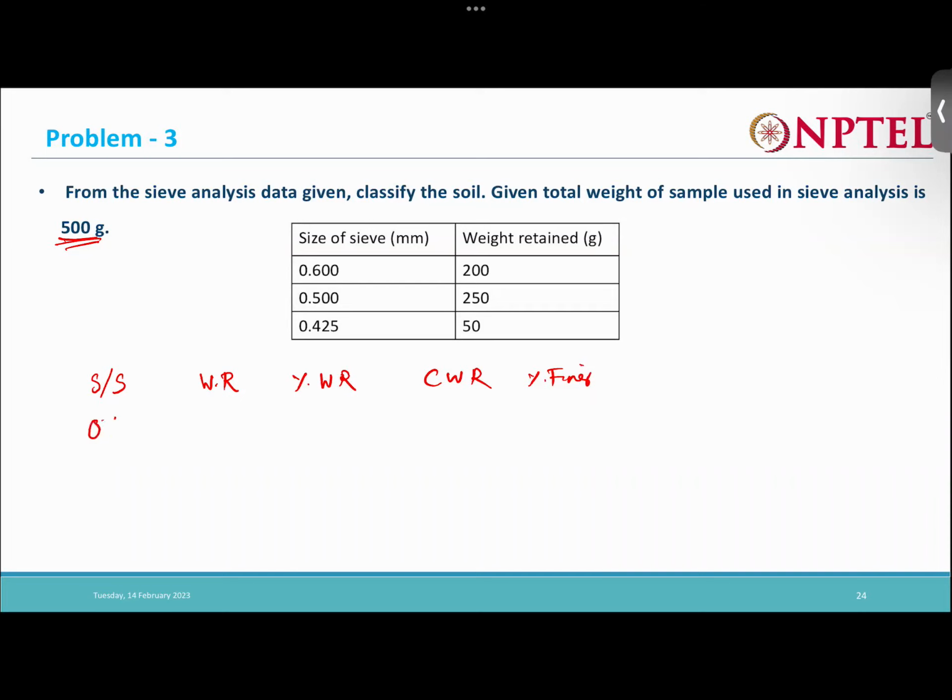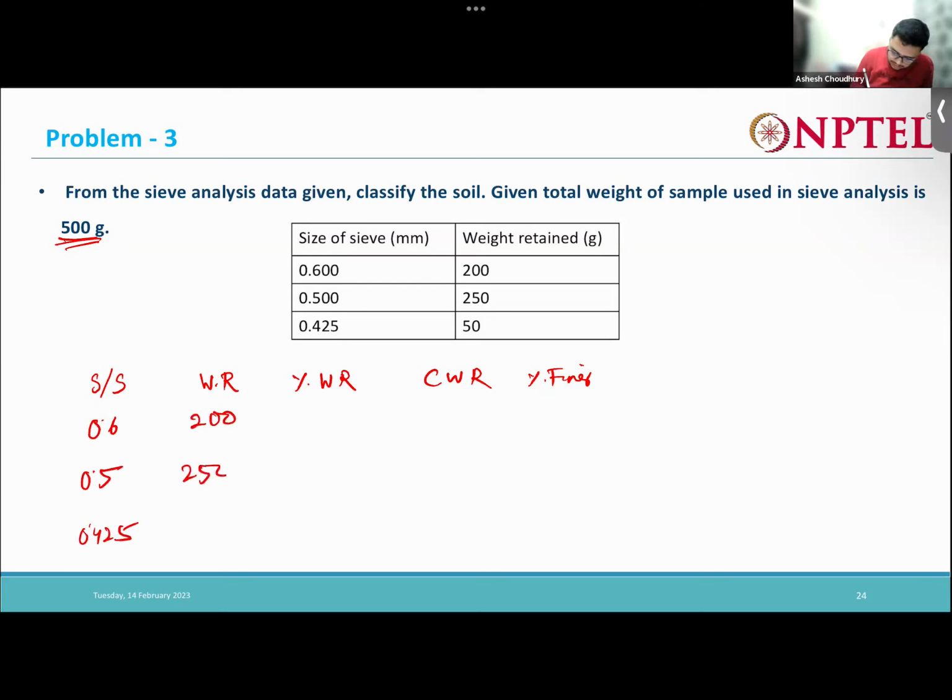First is 0.6, 0.5, 0.425. So what is the weight retained? It's 200, 250, and 50. Correct. So what is the percentage of weight retained? 40%. Next, 50%. Again, 10%.